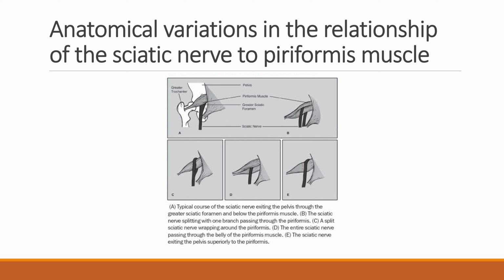So here we can see the first images. The first one is the typical course of the sciatic nerve, which is exiting the pelvis through the greater sciatic foramen and below the piriformis muscle. The second image is showing the nerve splitting into one branch passing through the piriformis. The third image is showing a split sciatic nerve wrapping around the piriformis. The fourth one is showing the entire sciatic nerve passing through the belly of the piriformis muscle. And the fifth one is showing the sciatic nerve exiting the pelvis superiorly to the piriformis.